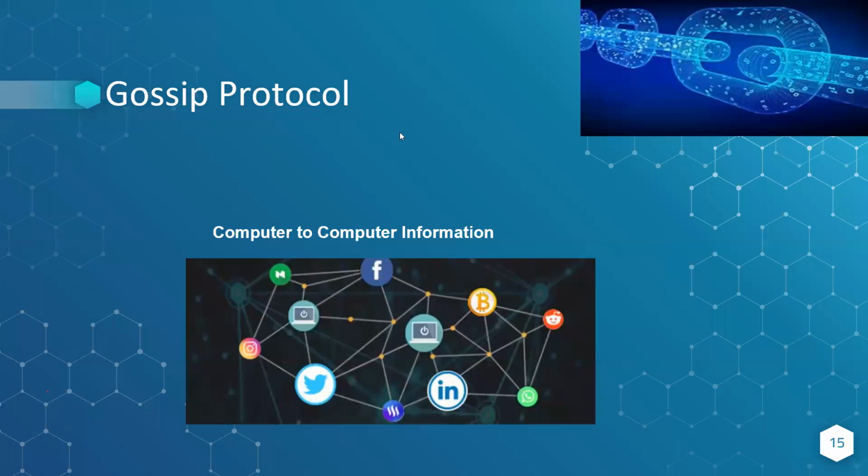Okay. So these are computer to computer information. Did you know the gossip protocol is a procedure or process of computer to computer communication that is based on the way social networks disseminate information or how epidemics spread? It is basically a communication protocol. All social networks are connected through the gossip protocol.